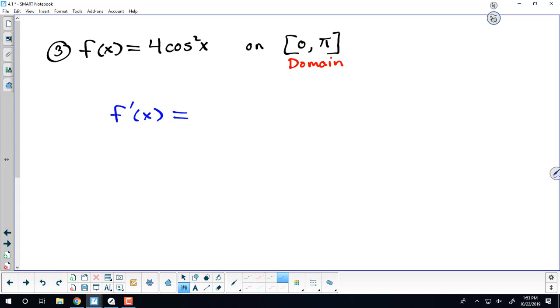I'm calculating the derivative of 4 cosine squared. That's a constant multiple, so you can just pull the 4 out front and set it aside. Then you can just use the chain rule.